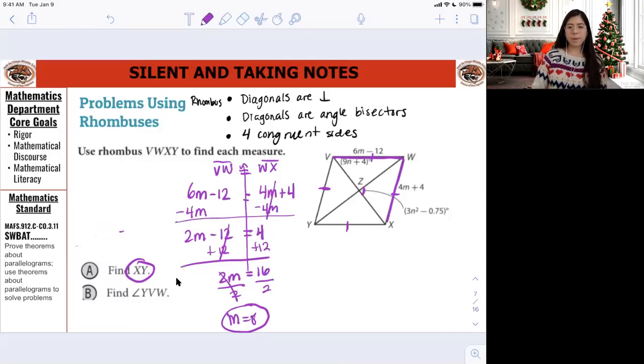Janelli says plug it in. Where am I plugging it into? Okay, into VW. Sounds good. Does it matter which one I plug it into? It does not. I get 36. So all 4 sides are 36.